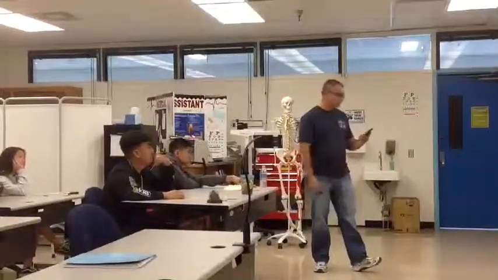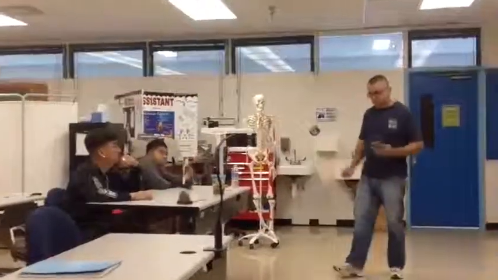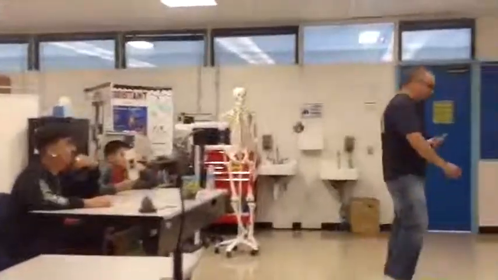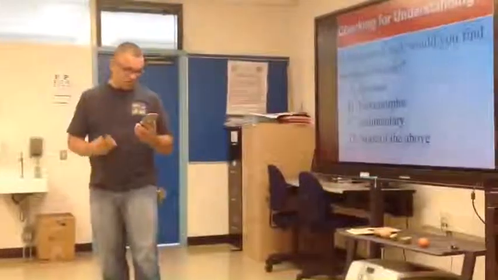What type of rock would you find around a volcano? Is it A, igneous rock, B, metamorphic rock, C, sedimentary rock, or none of the above? Pick your answer A, B, C, or D. And when you're ready, I'm going to scan the room.